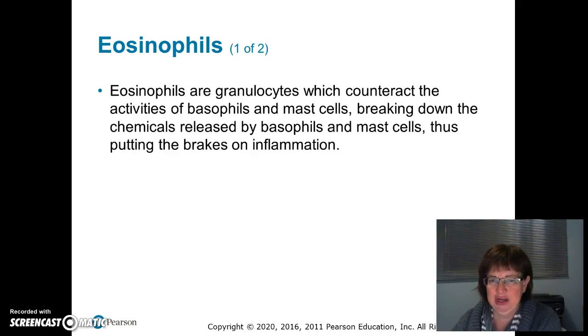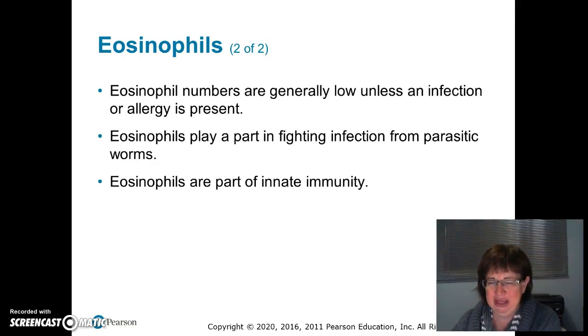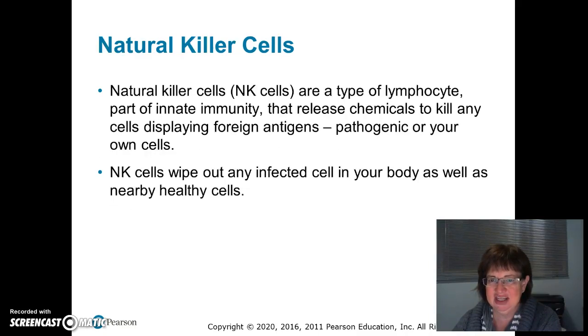There's all sorts of different information on basophils, eosinophils, and dendritic cells. What I want you to pay attention to is the natural killer cell, which is a cell that floats around in your system and will wipe out anything that is not marked with your self marker. They release chemicals that destroy anything foreign. So this is the one that, if you have some sort of transplant and your transplant gets rejected, it's because of the natural killer cells.